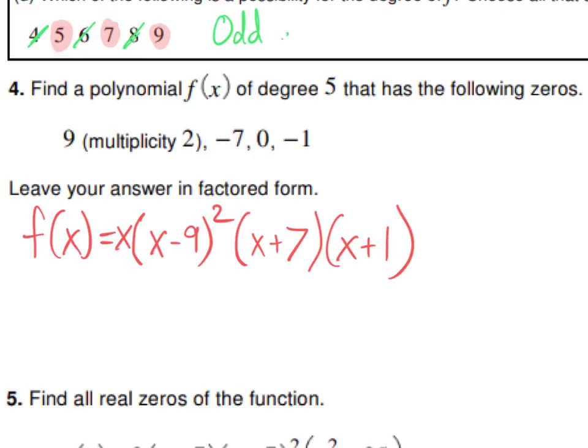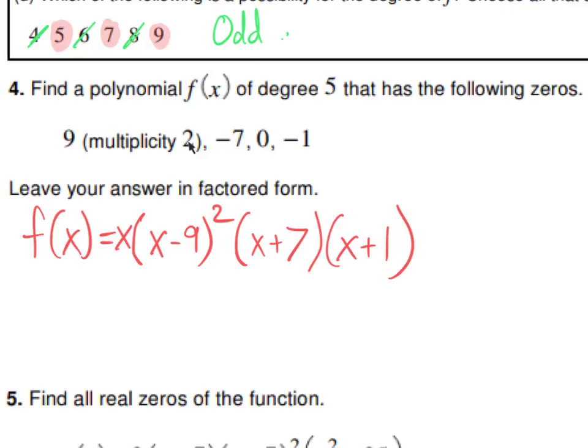So, f of x equals, now why did I just put x here? Because really it's x plus or minus 0. So that takes care of the 0. Now, the x minus 9 comes from, well, 9 minus 9 is 0. So, again, the opposite of that is the factor. And we have a squared because of multiplicity of 2.